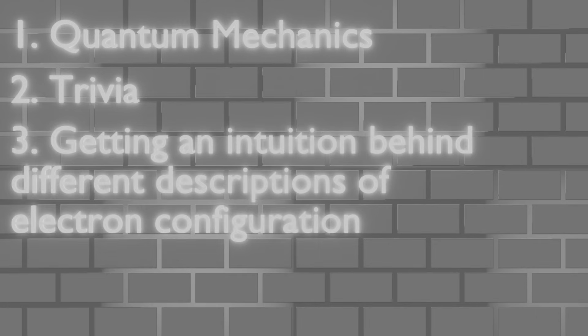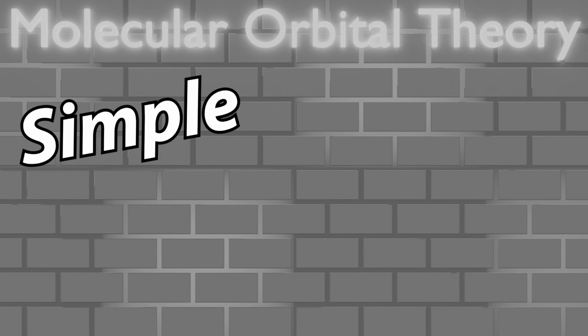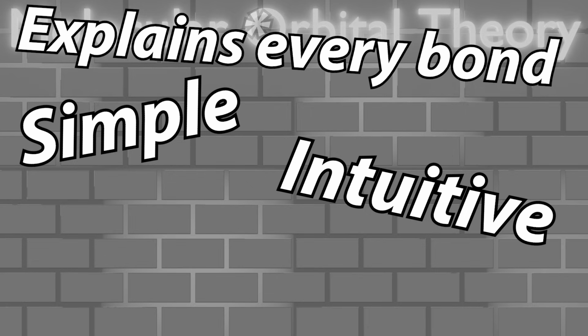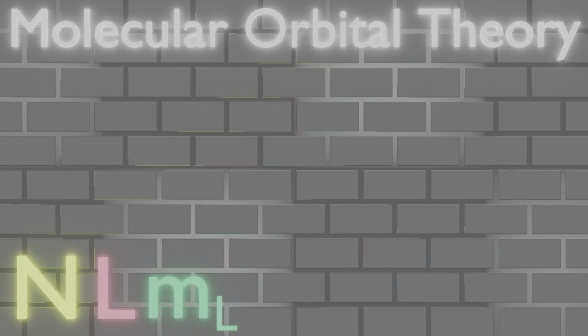Everything you've learned so far would be only useful for quantum mechanics, trivia, and getting an intuition behind different descriptions of electron configuration. But in this chapter, we'll go over the molecular orbital theory, which I absolutely adore, because it's simple, it's intuitive, and it explains everything about every kind of bonding. No, that damn asterisk again. So for bonding, we'd like to simplify everything a fair bit, because whilst right now you do know the physical meaning behind these numbers, we still need to get over how to use these numbers.